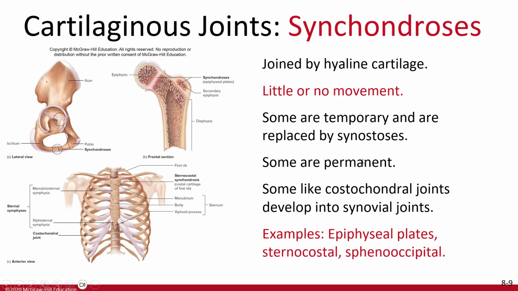Not always do they go from a synchondrosis to synostosis. The best example of that is our epiphyseal plate to epiphyseal line. Some will remain synchondrosis. A great example of that is our sternal cartilage, as well as the costal cartilage, where our ribs connect to the sternum.